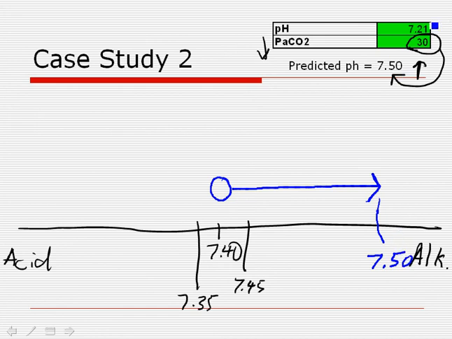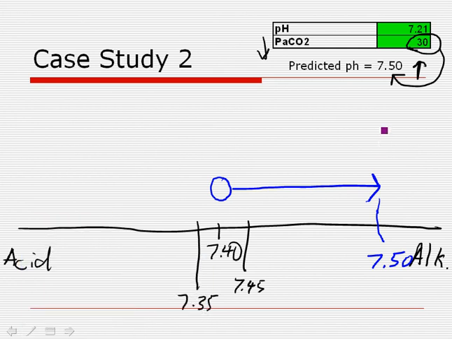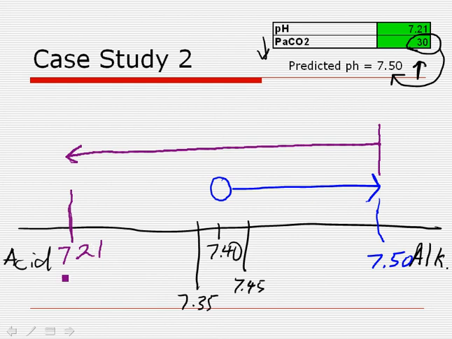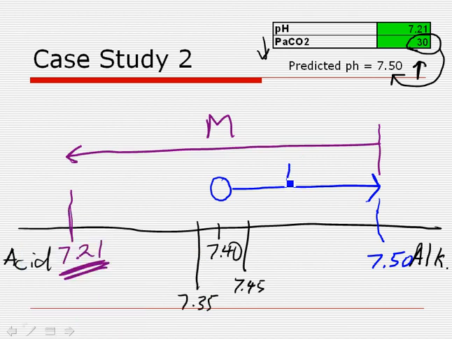But look what's happened on our metabolic component. Let's draw that in a different color. Now, we start at the end of our respiratory vector, and look what's happening: it's driving us all the way down here, making us acidotic to a pH of 7.21. Wow. Okay, let's label those. I've got my metabolic component and I've got my respiratory vector. Let's always remember to label those.